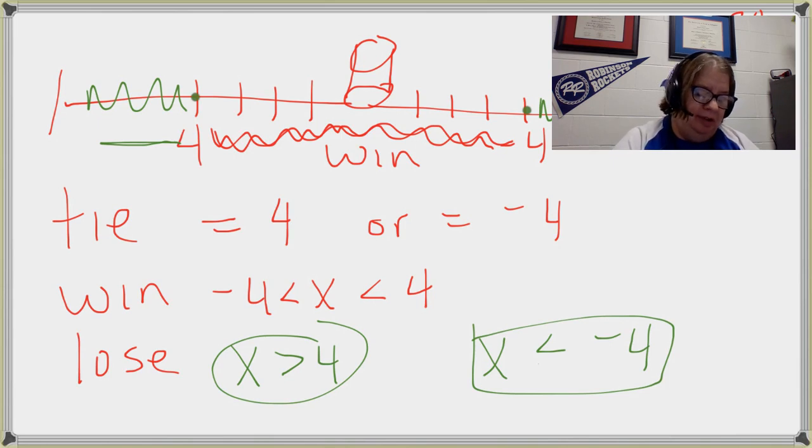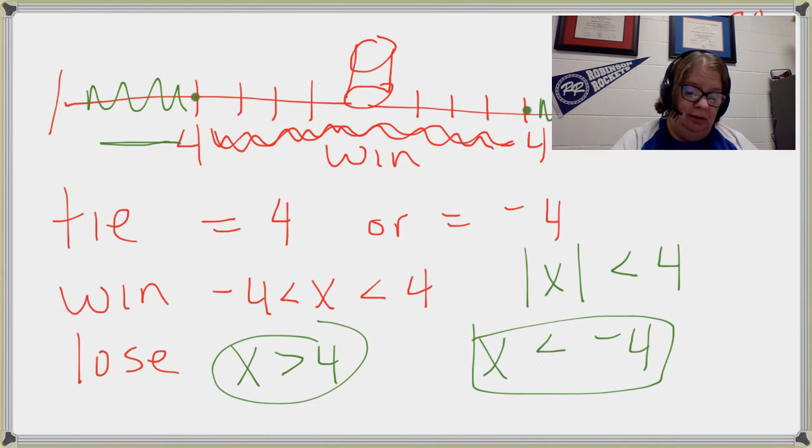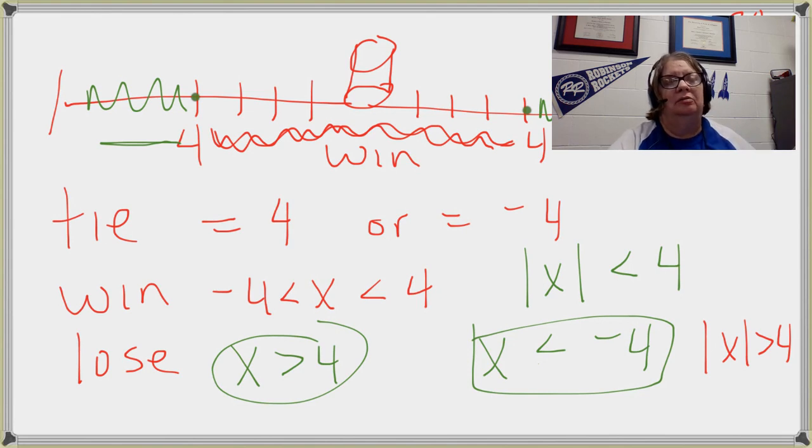So if we wrote it as an absolute value, his absolute value of X has to be less than 4. And for the lose part, his absolute value would be greater than 4. So what I'm going to show you today is to figure out how to solve these absolute value inequalities. What do we do when there's not an equal to, but a less than or a greater than?